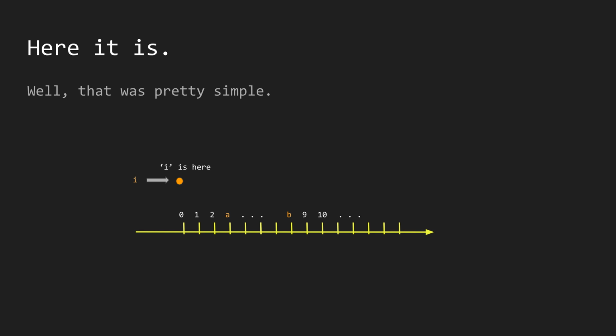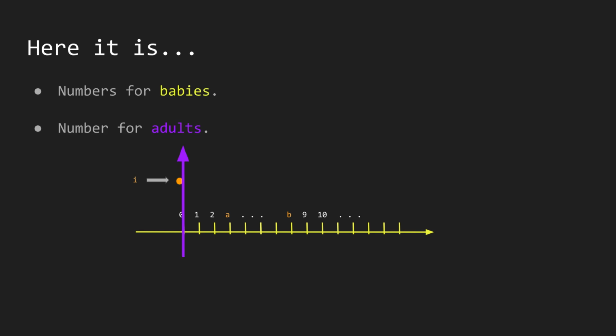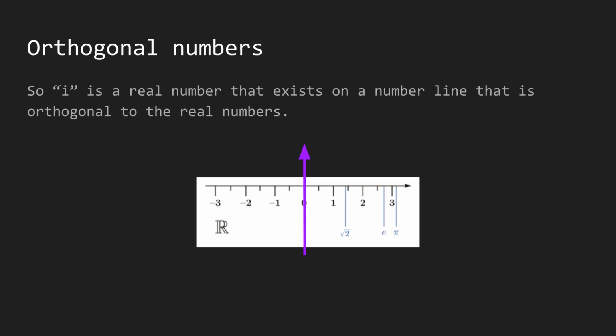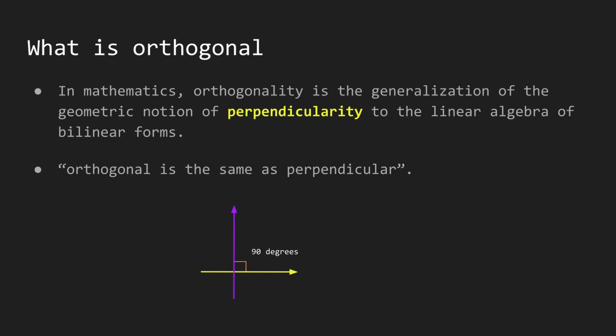It's surprisingly simple. The real number line can be thought of as numbers for babies, and the extended plane as numbers for adults. So I is a real number existing on a number line that is orthogonal to the real numbers. Orthogonality in mathematics is the generalization of perpendicularity. Essentially, orthogonal means the same as perpendicular, meeting at 90 degrees.